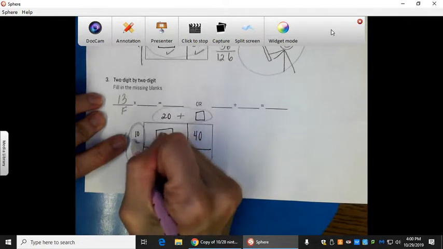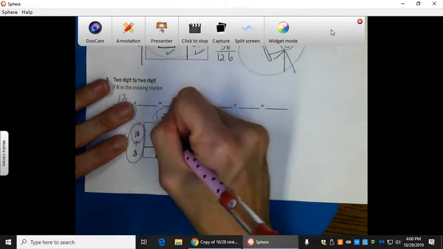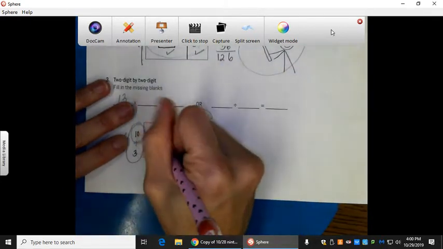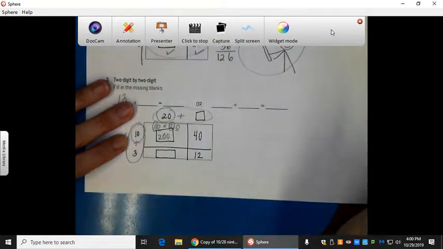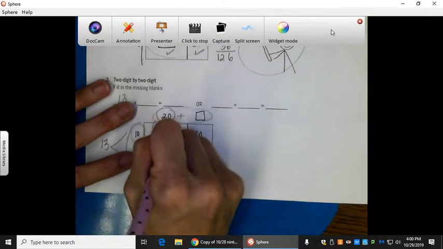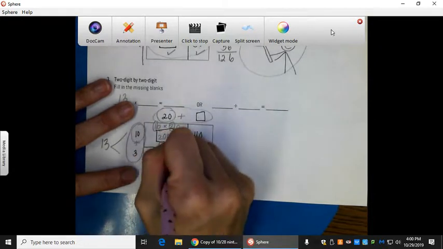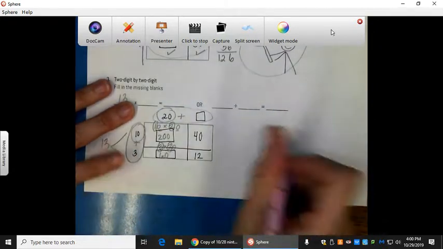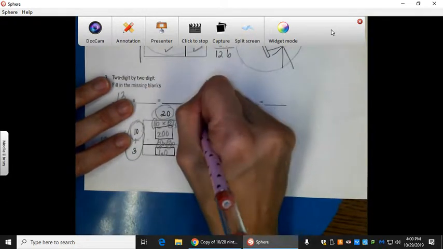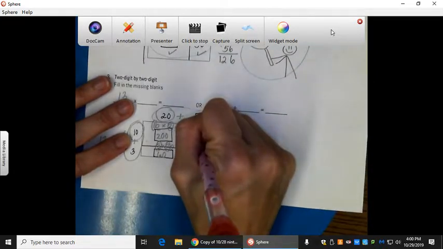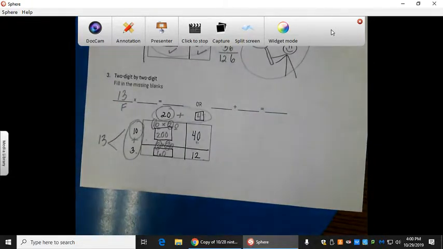Ooh, 10 times 20. I can do that. 10 times 20. Use your basic facts. 1 times 2 is 2 plus 2 zeros. Ooh, 3 times 20. I can do that. 3 times 20. Use your basic facts. 3 times 2 is 6 with a 0. 10 times what gets me 40? Well, I already know it gets me 40, but it's what? 10 times 4 gets me 40. Let's see if it works here. Is 3 times 4 get me 12? Yes.